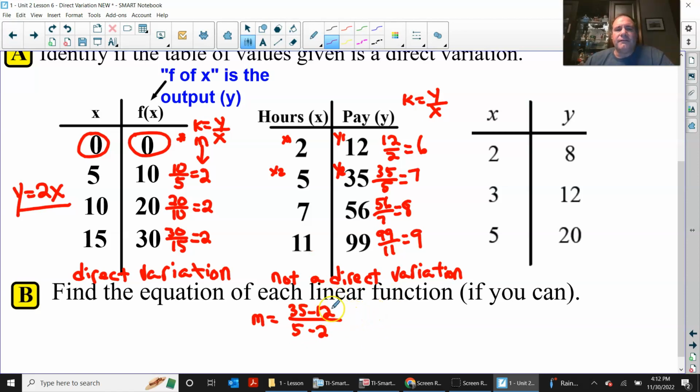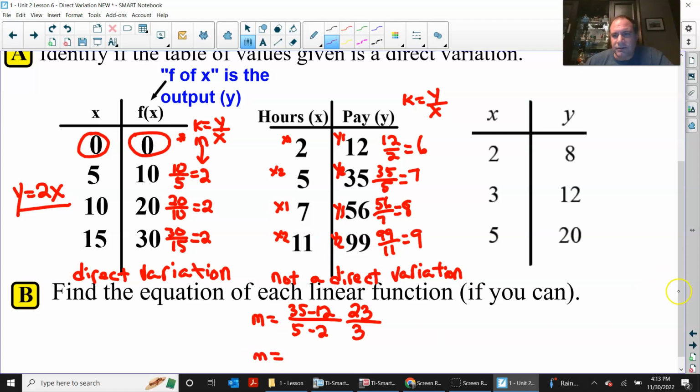So we have 23, right? So that's 23 over 3. So I don't even care what that is. Let's just go ahead, x1, y1, x2, y2. So let's do that again.